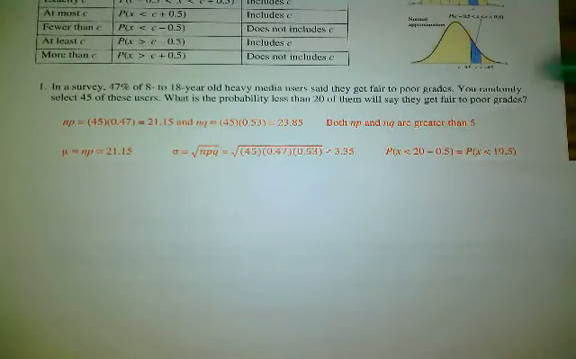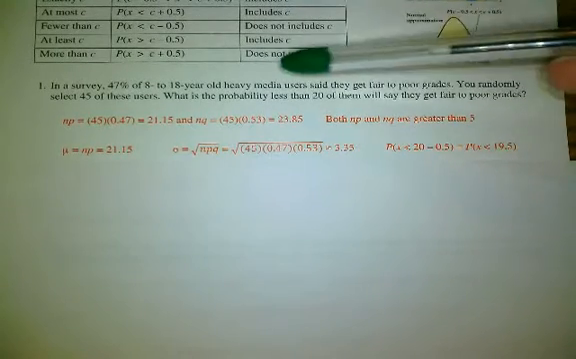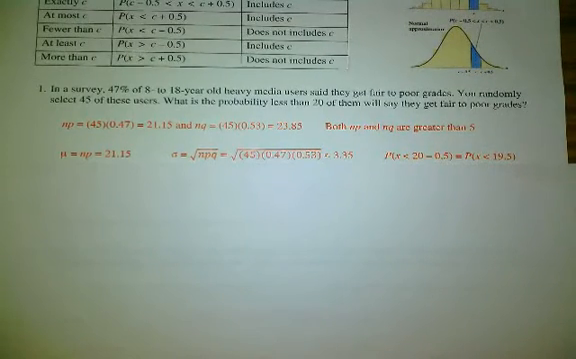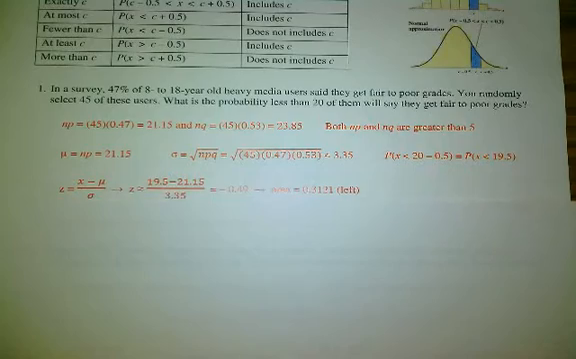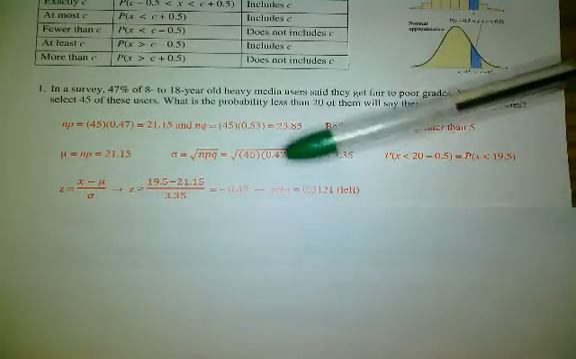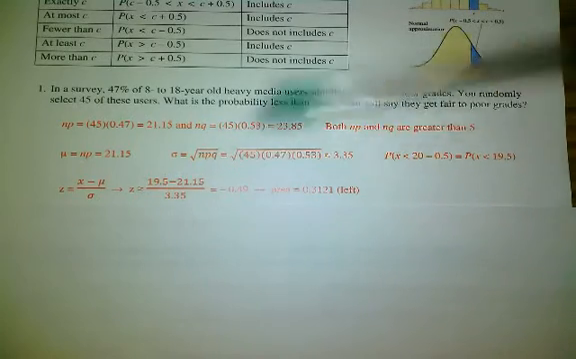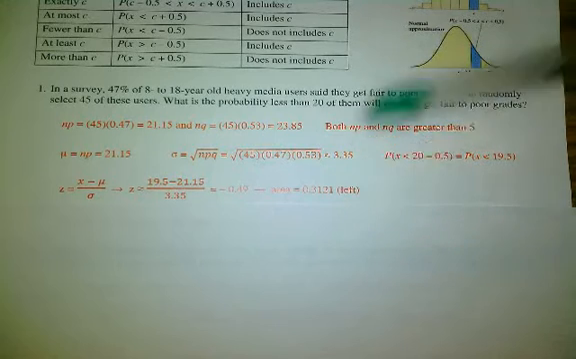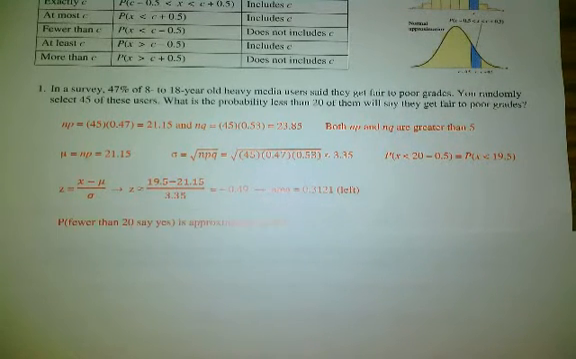Now, we're not going to do 20. We're going to move it over a little bit because we want less than 20. So we don't want to actually include the 20 in our probability, so we go a little bit less than that. Now we find our z-score. So 19.5 minus the mean of 21.15 divided by the standard deviation gives us negative 0.49, which then using the table would give us 0.3121 to the left. In other words, the probability that fewer than 20 would say they got fair to poor grades would be approximately 31.2%.